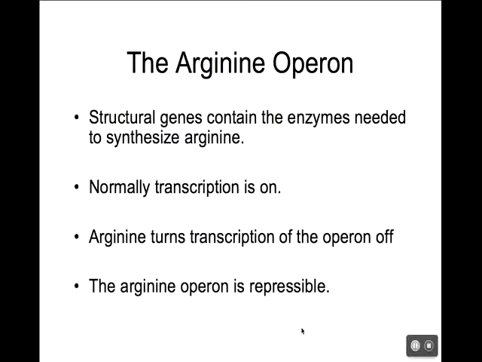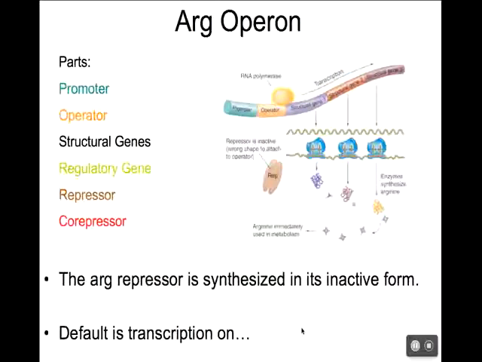Here we're making arginine. For that reason, because arginine is vital to protein production, normally transcription is on from the arginine operon. Now, what's going to happen is if arginine shows up, then transcription will be turned off. In other words, why make my own arginine if I'm floating around with lots of it in the media? So the Arg operon is what we call repressible because it's normally on, but it can be turned off. All right, let's look at how this works.